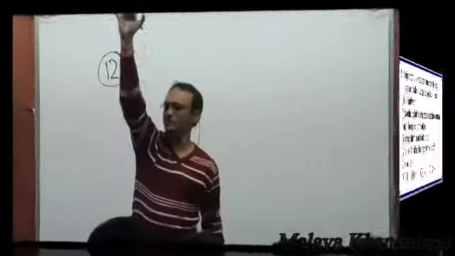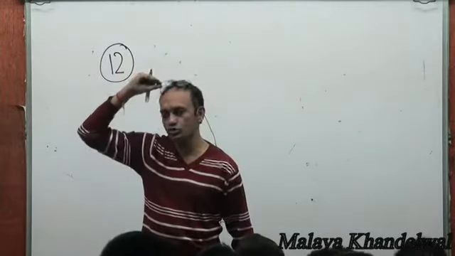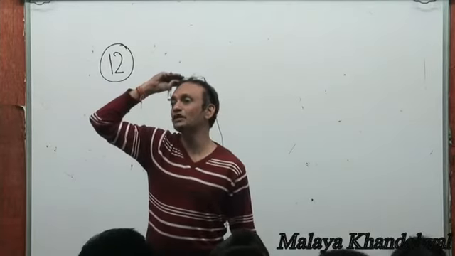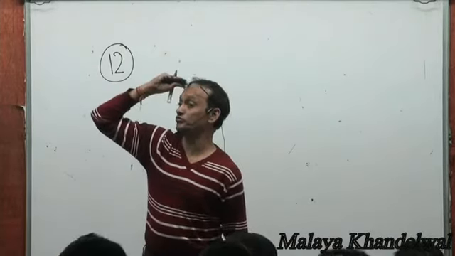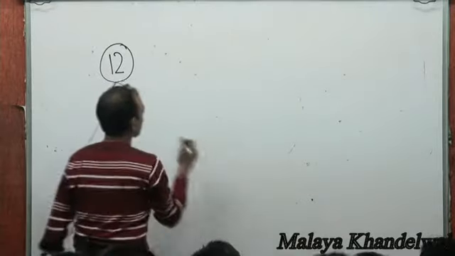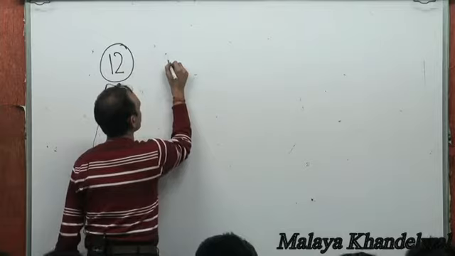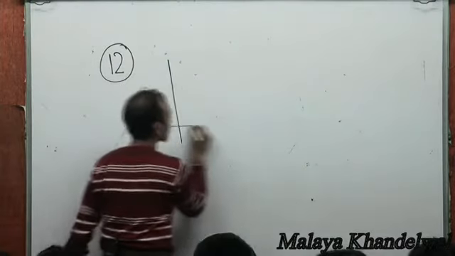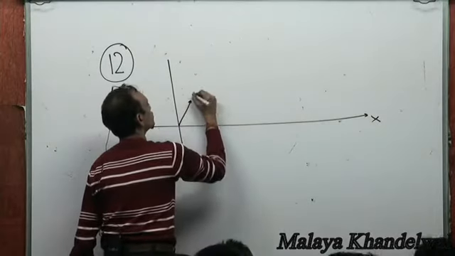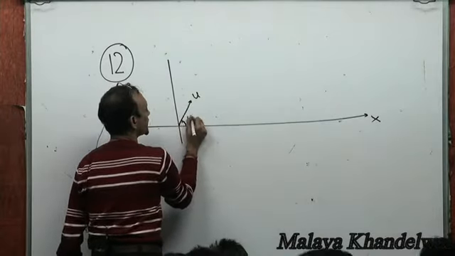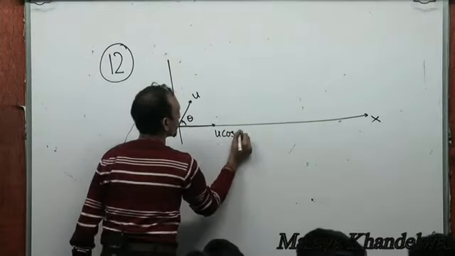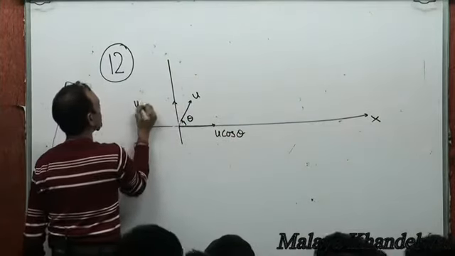While a particle is being projected, as in a projectile motion, we want to find the power delivered by gravity as a function of time. Power delivered by gravity as a function of time. See, I launch this projectile with a velocity u at an angle theta. This is u cos theta. This is u sin theta, right?